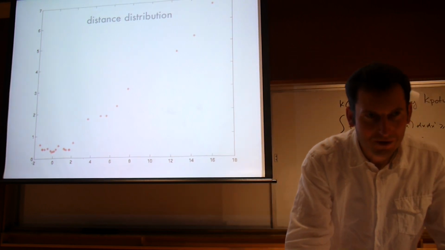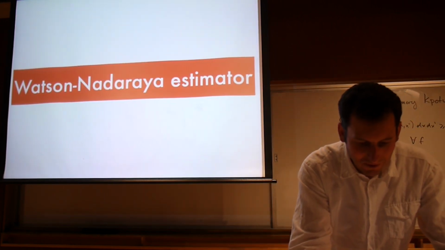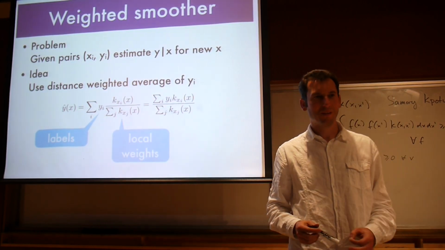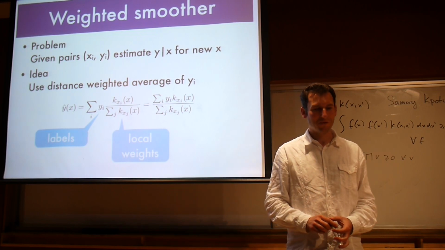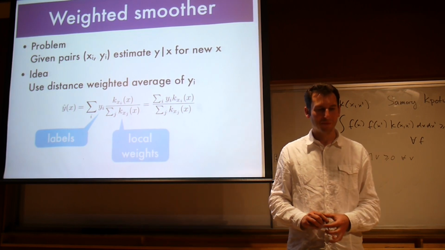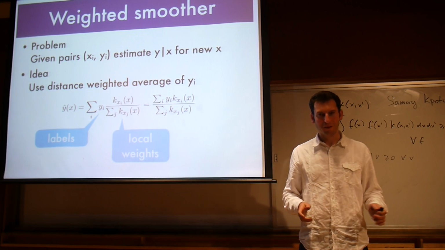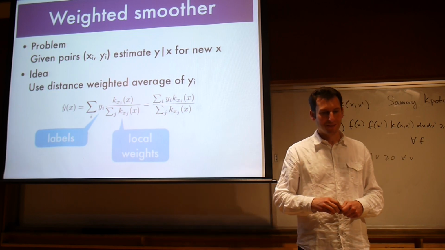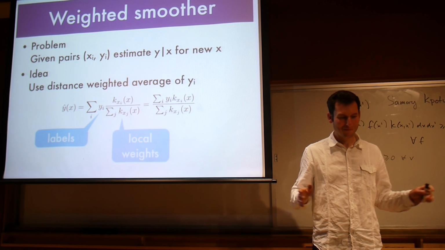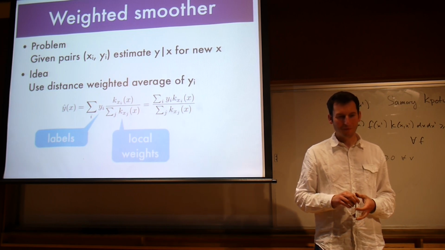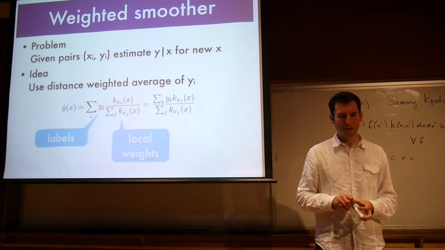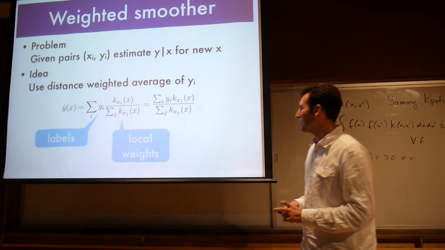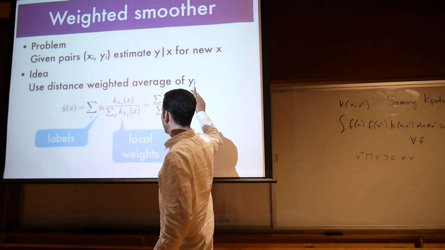Okay, so how can we use this? This is actually going to give you a very simple but very well performing classifier and regression estimator. This is the Watson-Nadaraya estimator. Nice things can be proven about them, but we're not going to bother in this class, because there's not enough time. So given pairs x and y, we would like to estimate y for a new x. What we could do is use the distance weighted average of those y's and come up with this estimate.